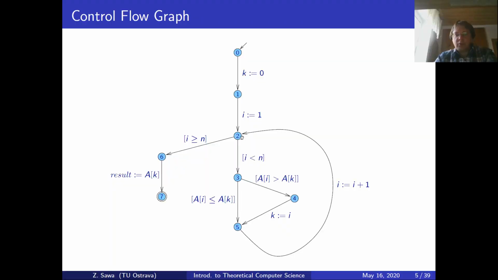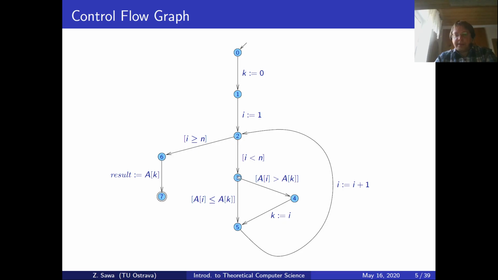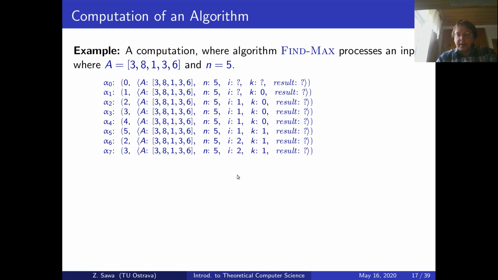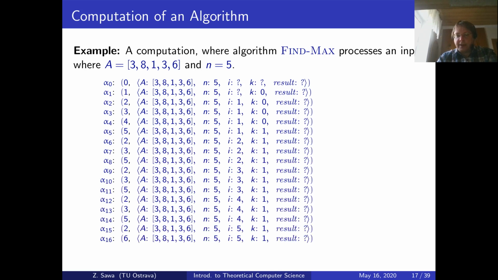And so on. Again, it's tested that I is less than n, so 2 is less than 5. So the next control state will be state 3, and the content of memory remains the same, and so on. I will just show the remaining configurations.